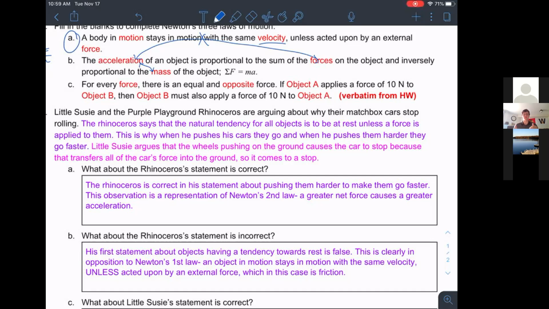Any questions on the purple playground rhinoceros and his correct versus incorrect statements?